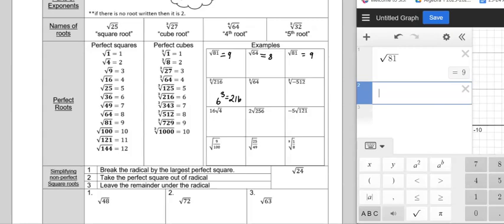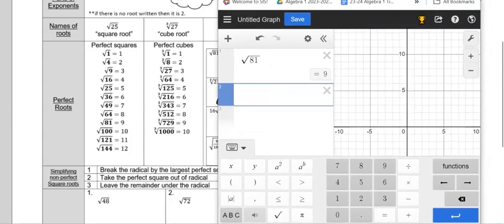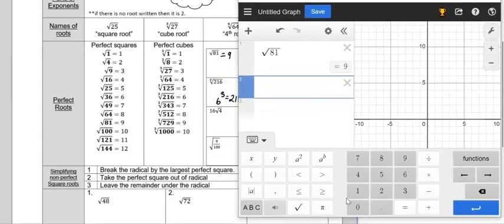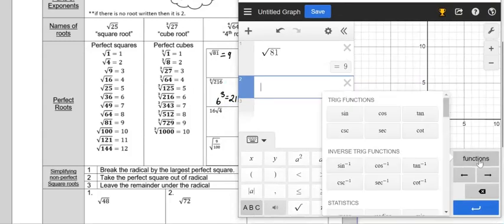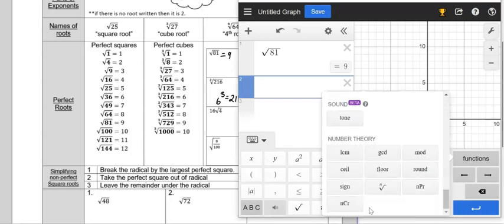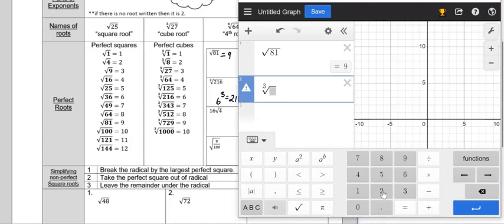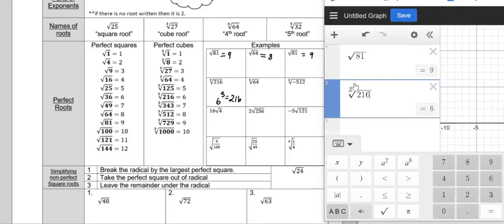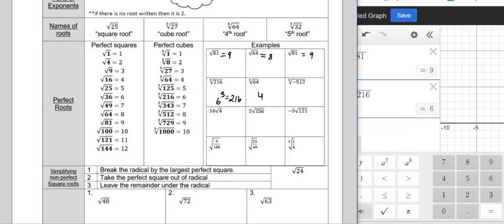Or if you want to find the cube root. Now cube root is a little bit harder to find in Desmos, but I do want to show you where to find it. To find cube root, you want to go to functions, and we're going to go all the way down to this nth root. Okay? And we have to type 3. And then you put 216, and then it tells you the answer is 6. So that's what that is. Okay, let's keep going. Cube root of 64 is 4.